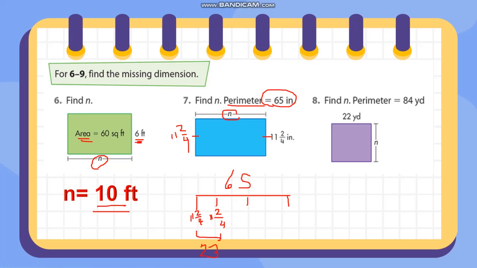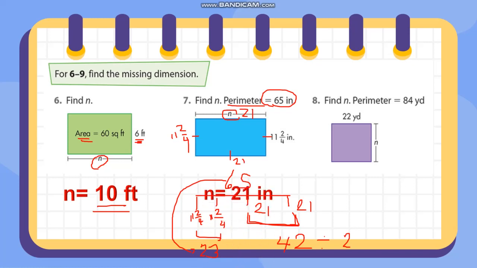So since you have 65 as the total of the sides, 65 minus 23, that is equivalent to, 5 minus 3 is 2, 6 minus 2 is 4. So the total measurement of the unknown two sides is equivalent to 42. So in order to get each side, to find the unknown variable, which is n, 42 divided by 2 is equivalent to 21. So this must be 21 and 21. So in short, this is 21 and n is also 21. That's why the answer is 21 inches.